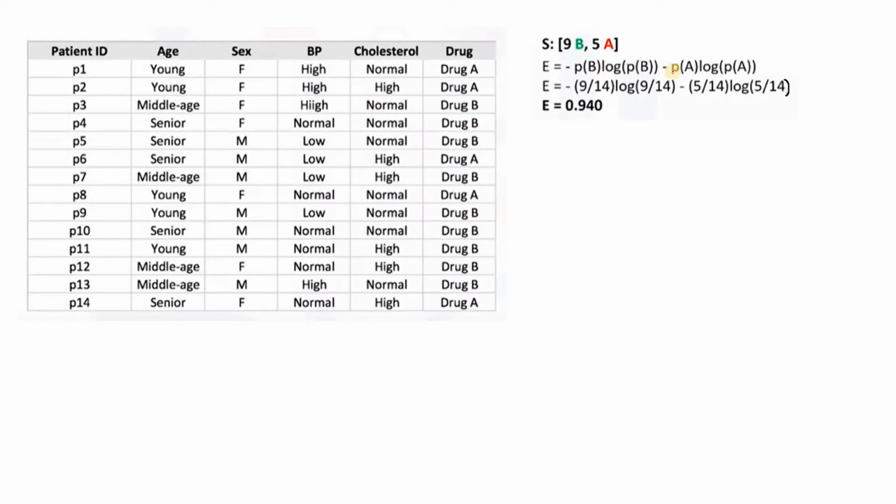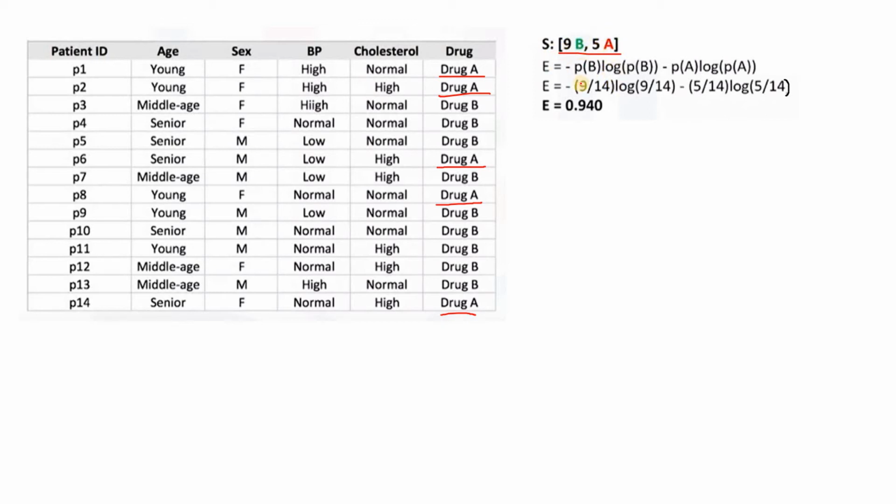What is the formula of entropy? You know, minus P of B log P of B minus P of A log P of A, like this, right? So now see here, drug A candidates how many? 1, 2, 3, 4, 5. So 5 A and total 14 data points, so 9 B, because 9 plus 5 is 14, right? So on 9 people drug B works, on 5 people drug A works.